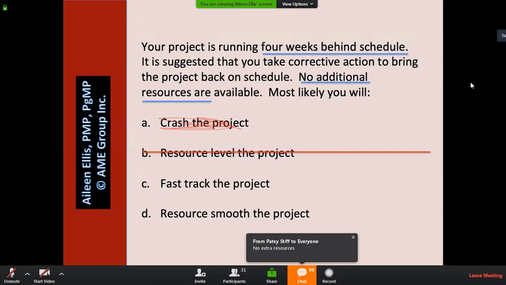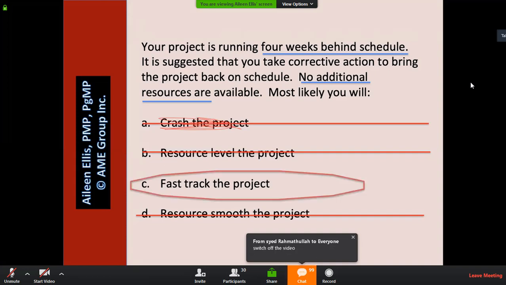So resource leveling doesn't help us bring a project back on schedule. Resource leveling helps us ensure that we have no overcommitted resources. The same is true for answer D, resource smoothing. Resource smoothing doesn't help us bring the project back on schedule. Resource smoothing ensures that we have no overcommitted resources. So the answer we're looking for here is fast track the project.